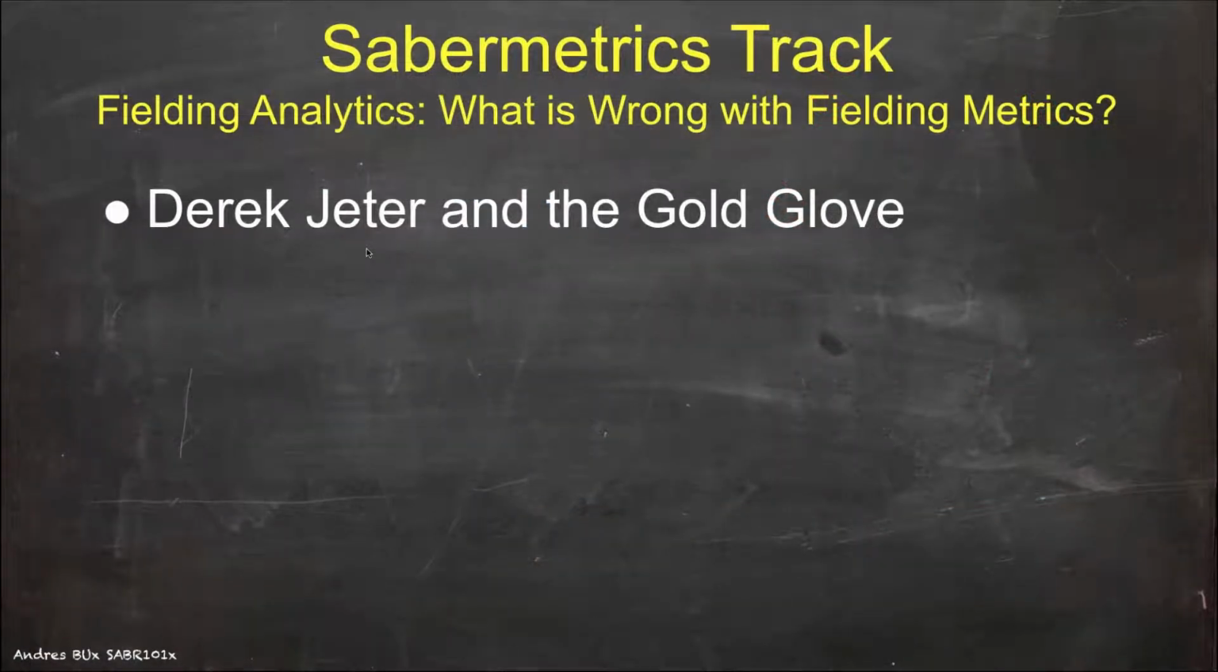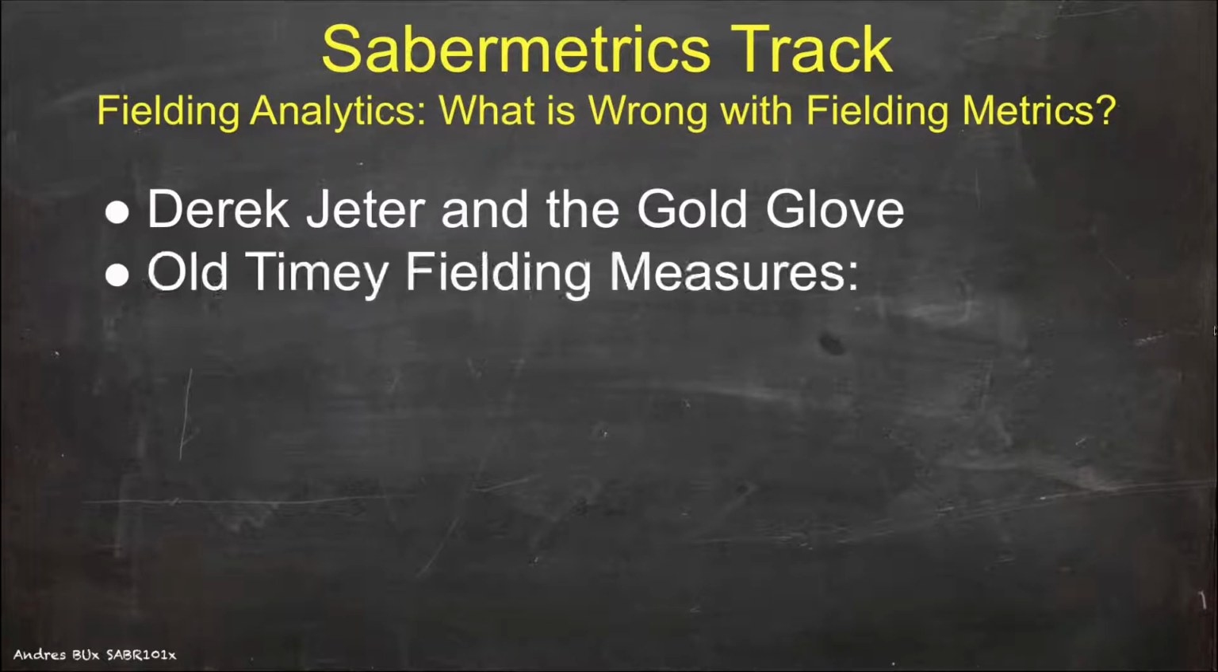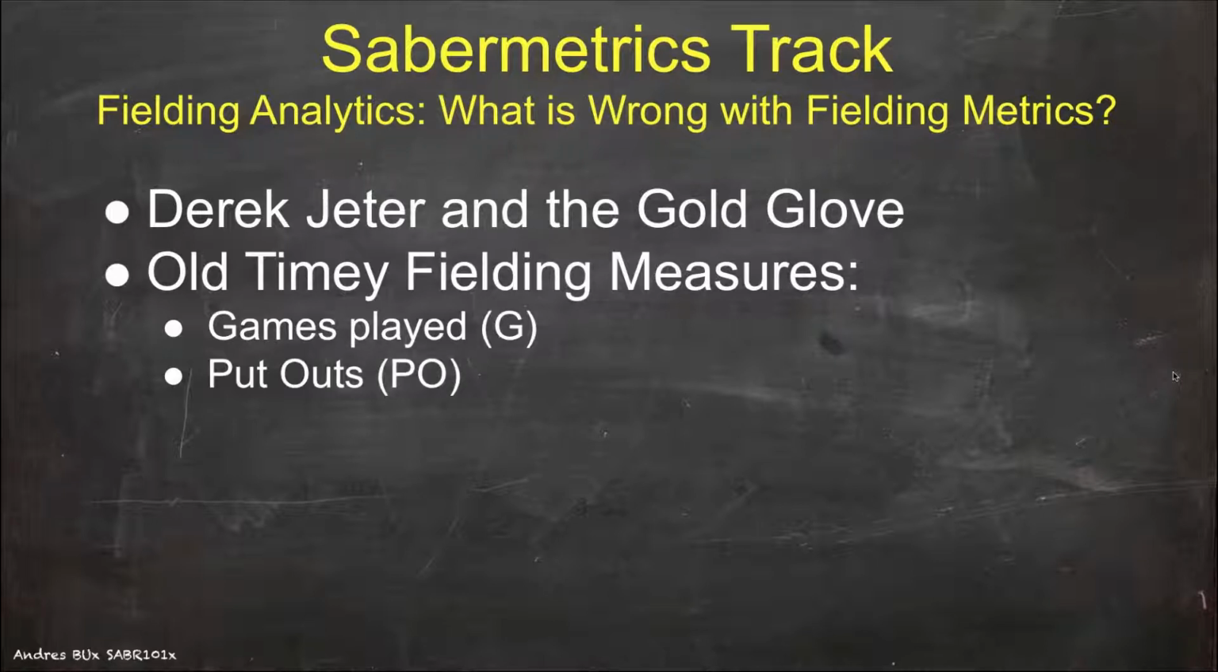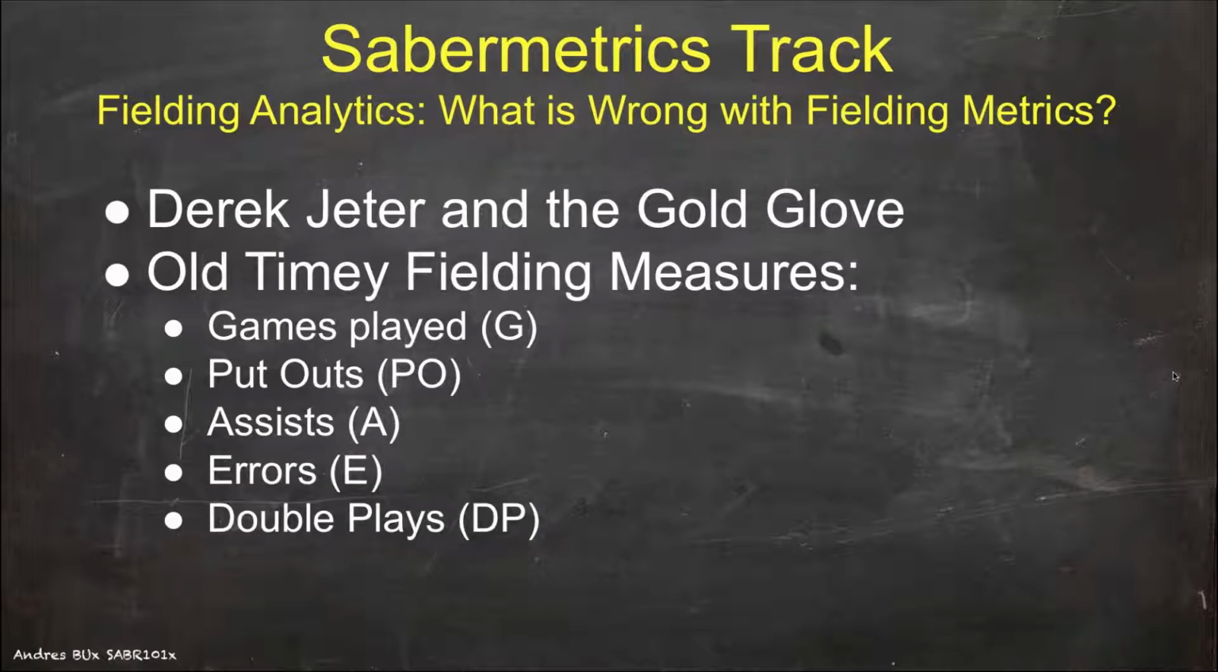Let's start by looking at fielding metrics by trying to better understand the traditional fielding metrics. The traditional fielding metrics are the ones that have been around since the beginning of baseball. And as we know from Module 1, Henry Chadwick was crucial in starting to record data associated with the game. So old-timey fielding measures would include games played, putouts, assists, errors, double plays, and fielding percentage.